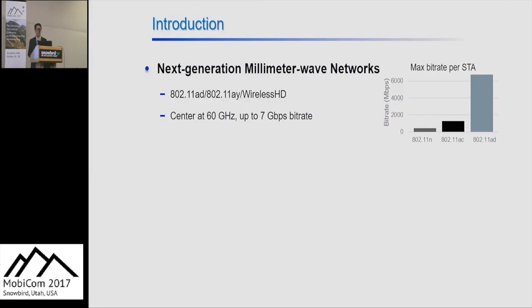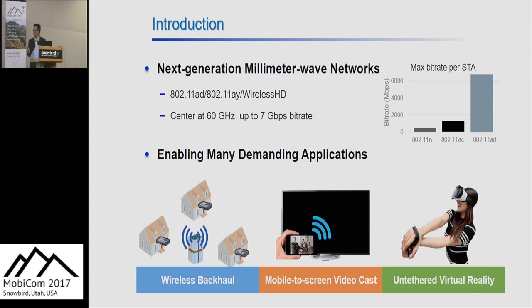The 60 GHz network has emerged as the next frontier wireless technology. It centers at 60 GHz and can provide multiple gigabit per second connectivity. The ultra-high bit rate can help supersede many traditional wired connections, such as the wireless backhaul. They also can enable many demanding applications, such as mobile-to-screen video cast and untethered virtual reality.